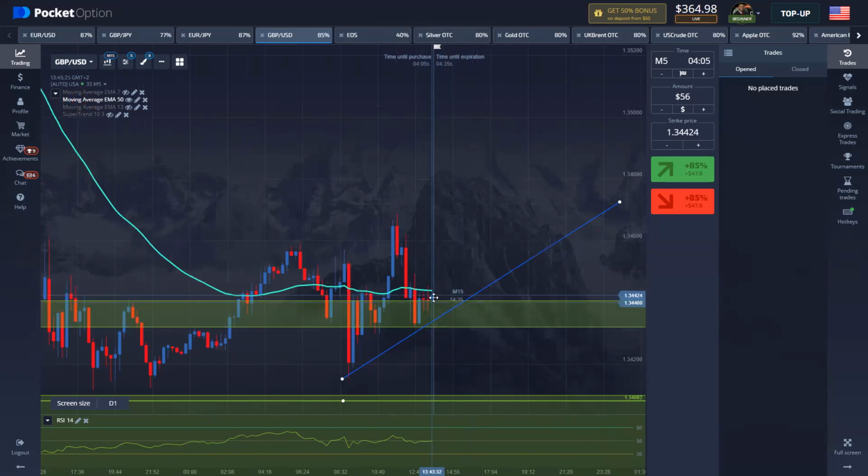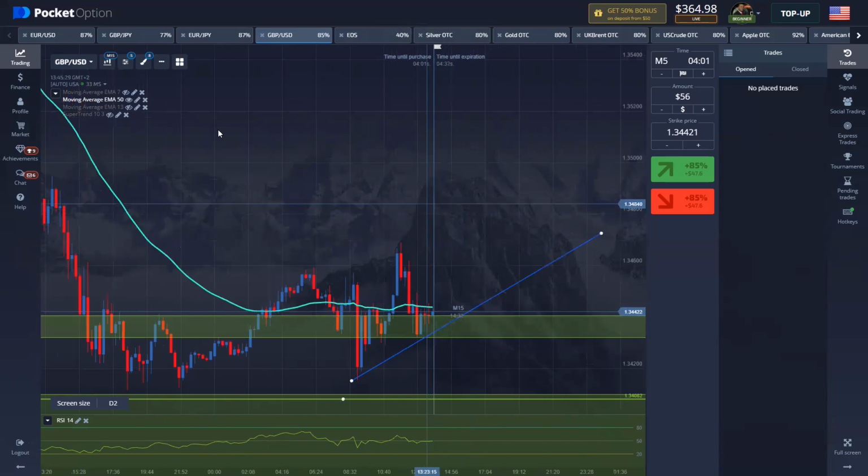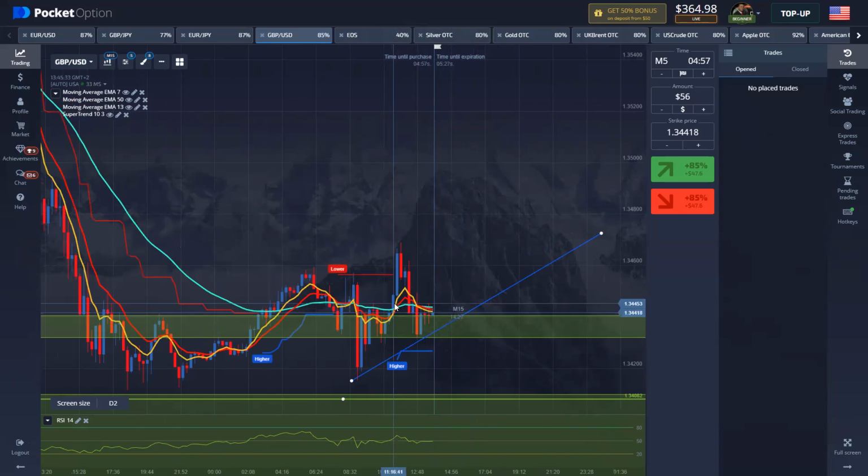I see a very small bullish candle here, so it might push up. That's what I'm waiting for. I'm going to turn on my indicators. It looks like price did push up a little bit. You see the yellow EMA passed over the red EMA and the blue EMA, so price did push up, and then it pulled back.